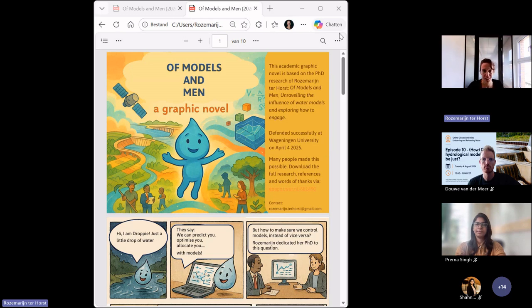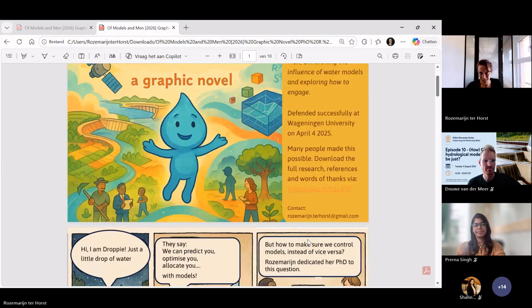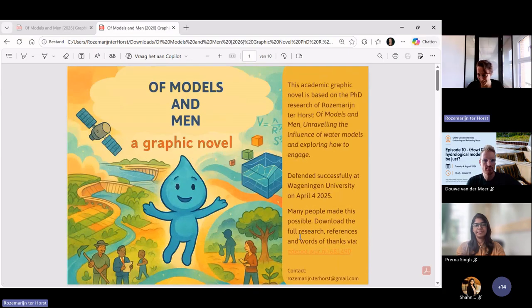What I'm presenting here, I see some of you already squinting because it's a little bit small, is a graphic novel I developed based on what I learned. I will not go through it completely, I can send it to you. But the most important part is that models are quite complex. So how can I understand them, and how can I understand the relations that they have in the world?